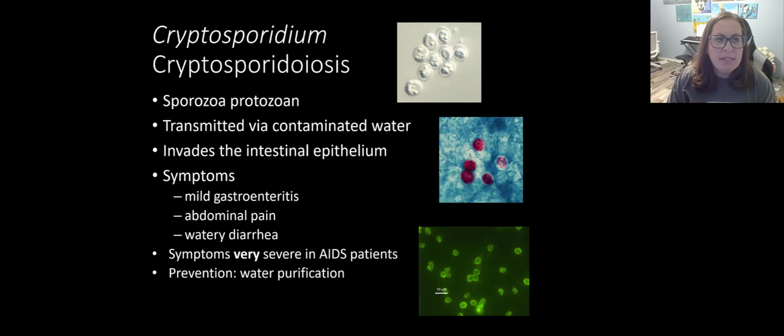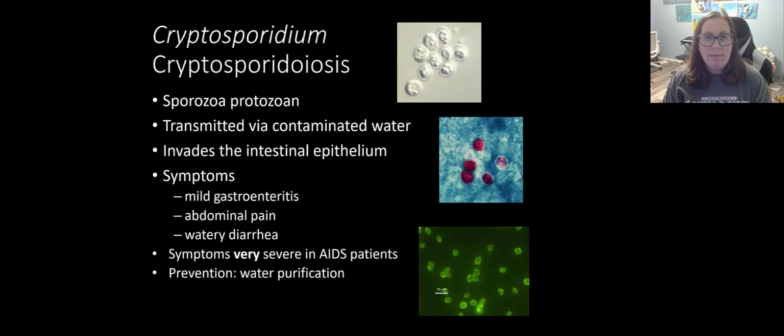The next one is the cryptosporidiosis. This one is going to be from a sporozoan protozoan. So these guys don't move on their own. They're going to be transmitted and moved by other organisms. These are going to be transmitted via contaminated water. It does invade the intestinal epithelium and it causes mild gastroenteritis. It'll cause some abdominal pain and watery diarrhea.